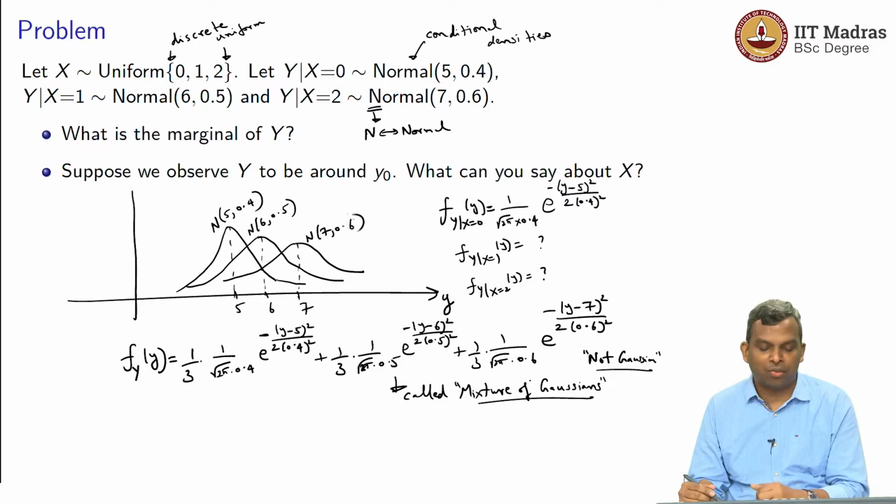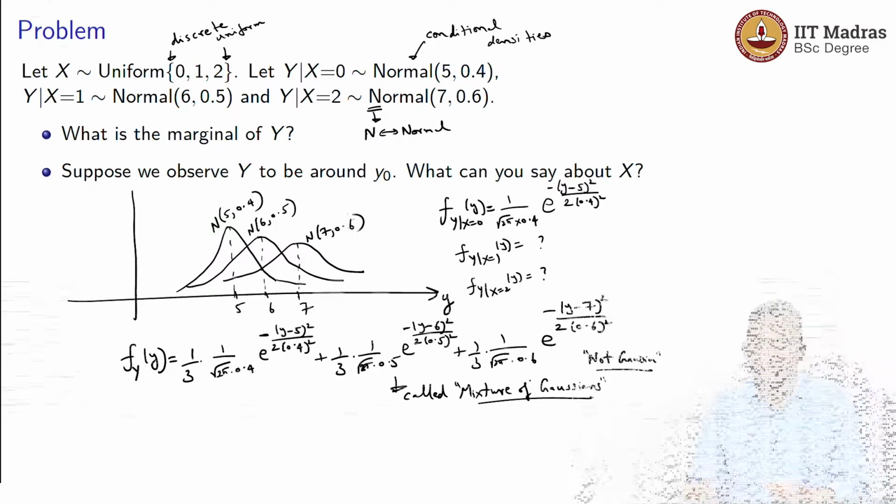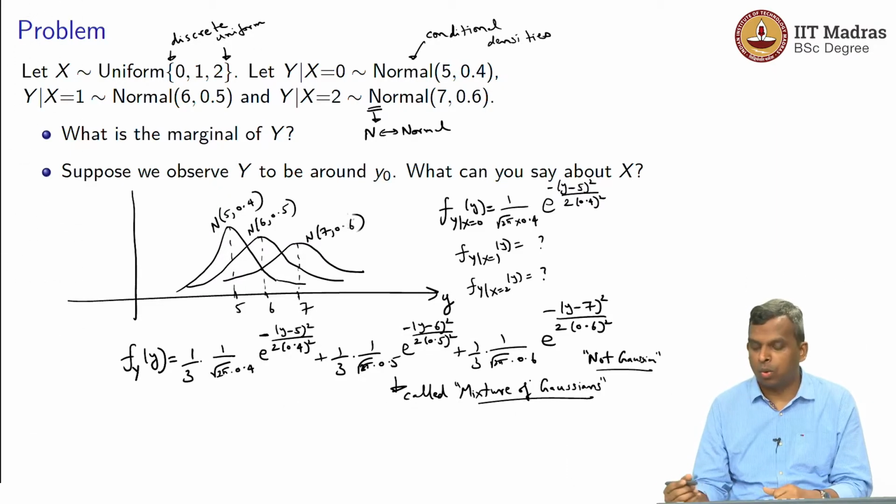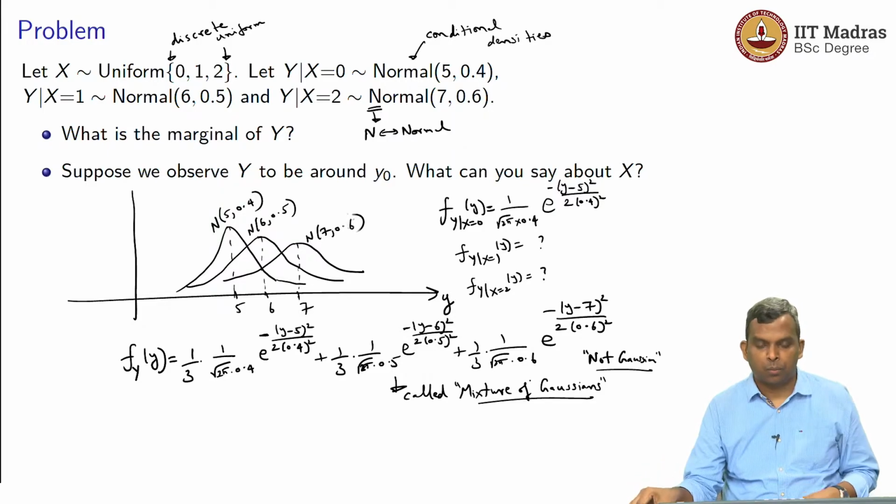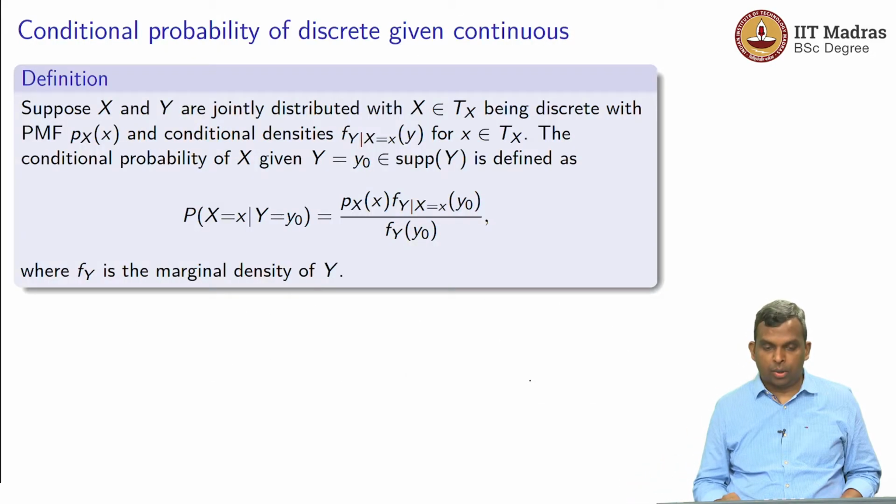But what if y were 6.5, right? What are you going to say is the class? So these kinds of questions are interesting, right? This is at the heart of how data science works, how statistics works. So it's important to understand how to answer these kinds of questions. Okay. So let's see how these kinds of questions can be answered.